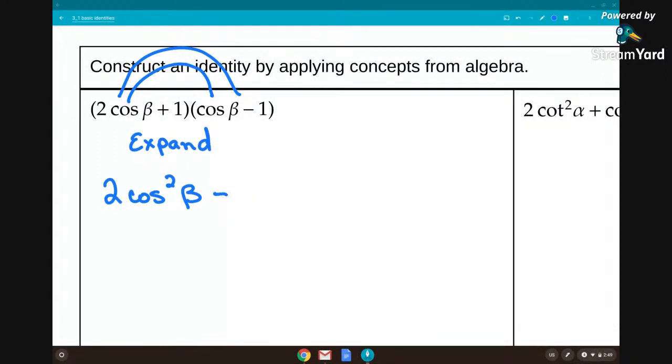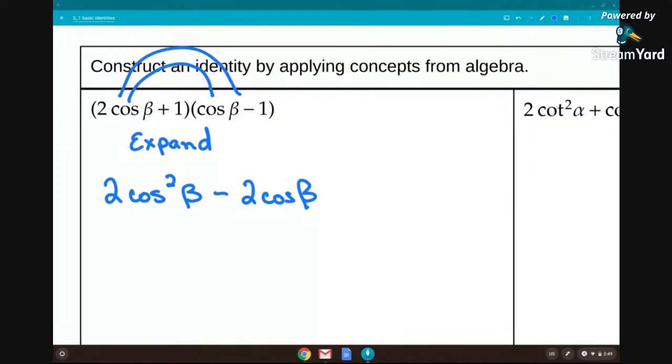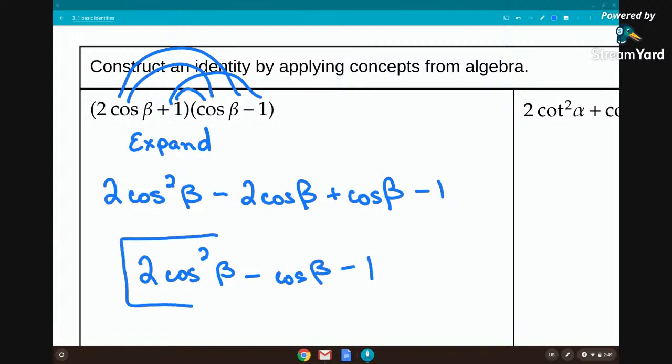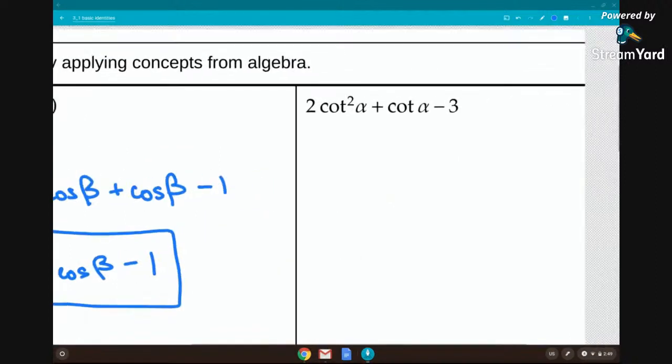This term we would get minus 2 cosine beta, distributing the 1 cosine beta, and our last term, a -1. Combining like terms in the middle, 2 cosine squared beta minus cosine beta minus 1. There's our first identity. Again, we're just using ideas and concepts from algebra to expand expressions containing trig functions to create identities. We can also undo expanding by factoring.